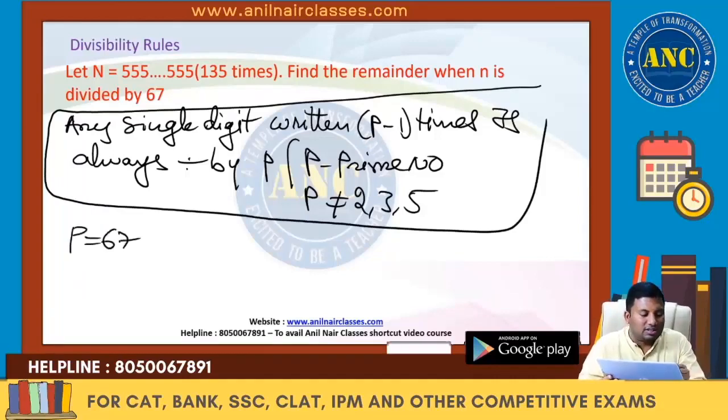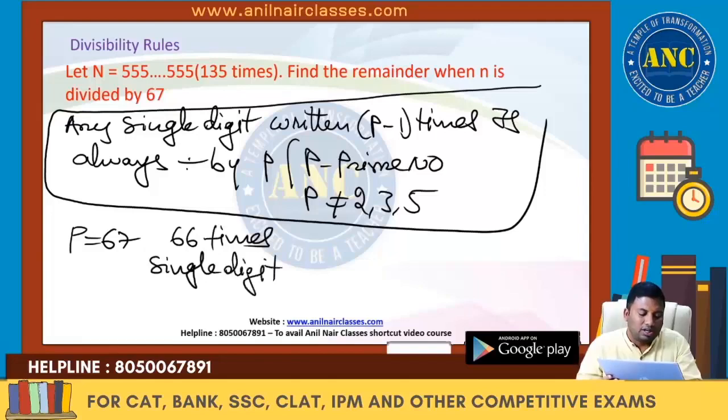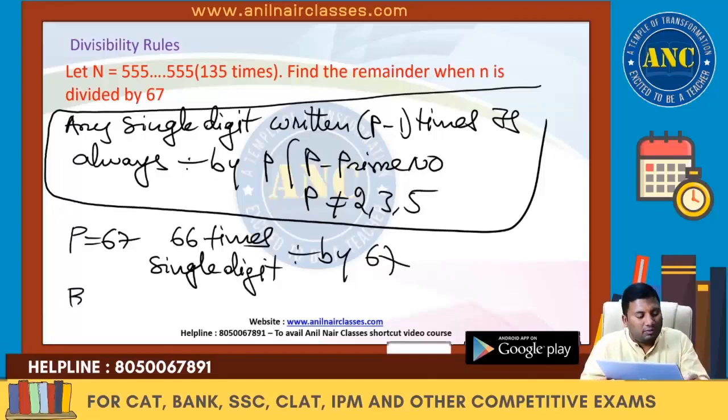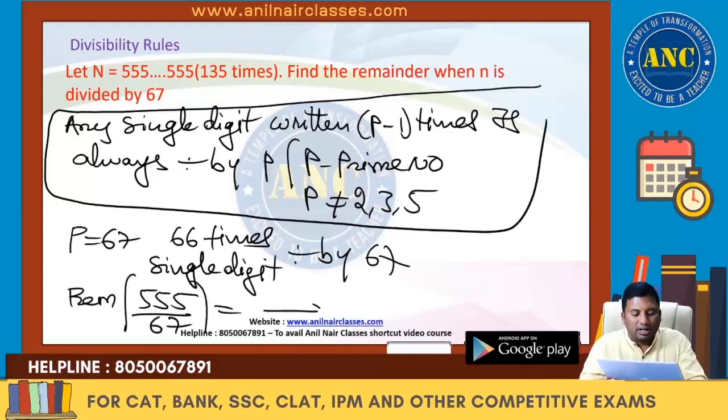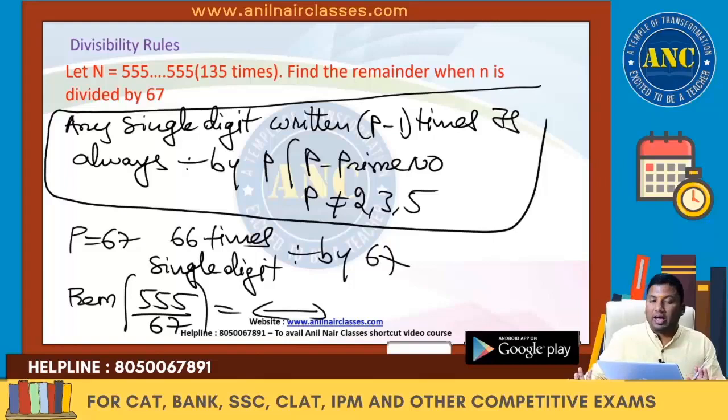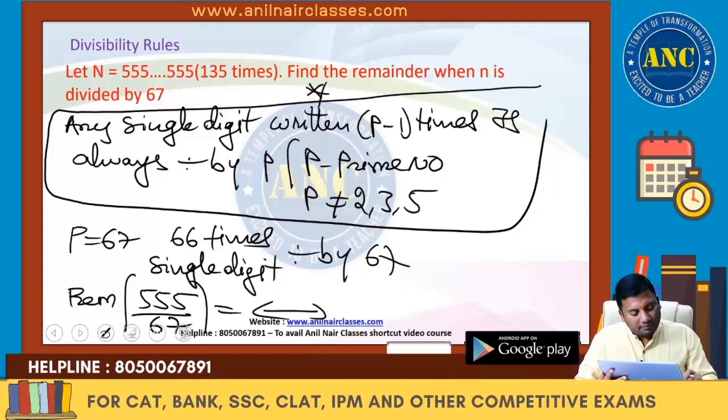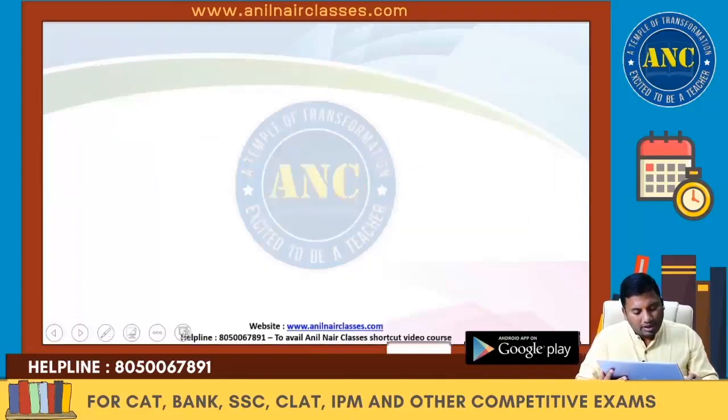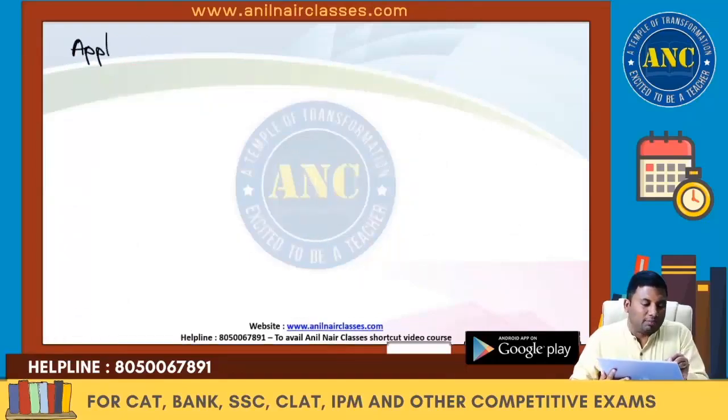Here p is 67, that means written 66 times any single digit written 66 times is always divisible by 67. 67 twos are 132, remaining is 3 fives, 555 divided by 67. Whatever the remainder that you get, that itself is the answer. I hope the idea is clear. What is the concept that we discussed today? Any single digit written p minus 1 times.